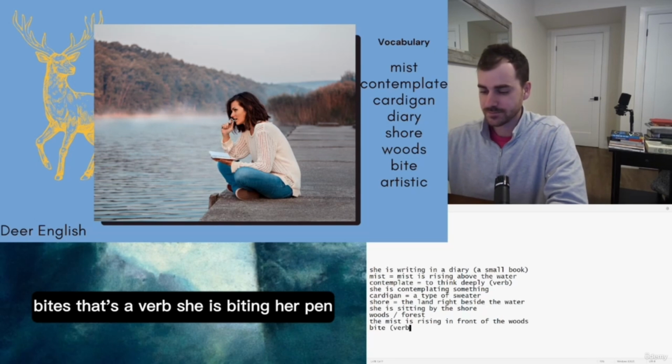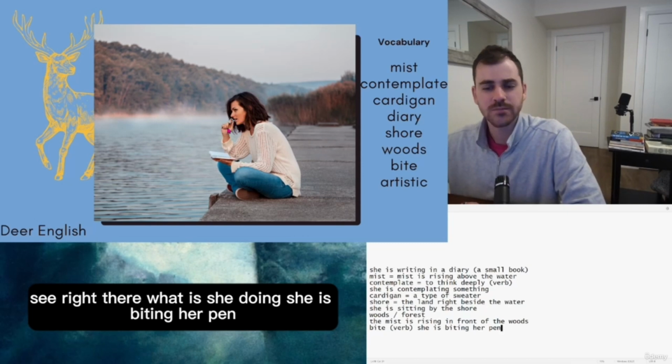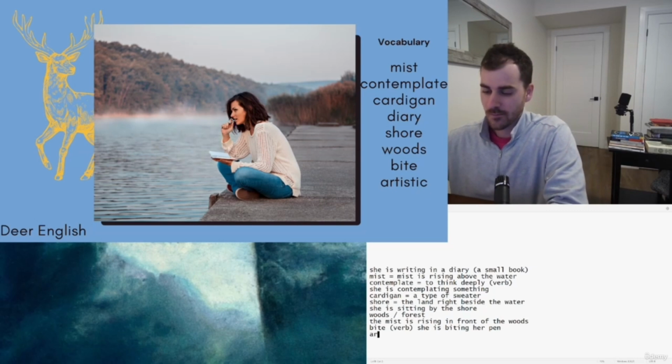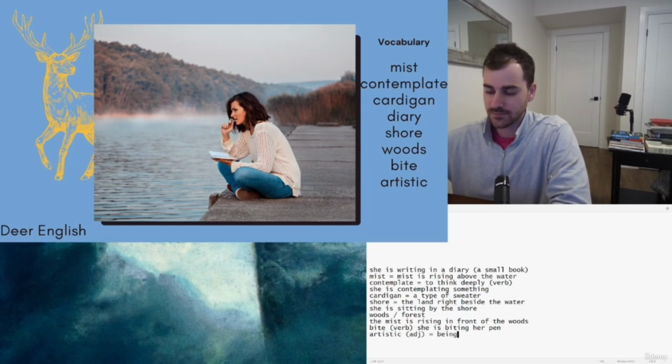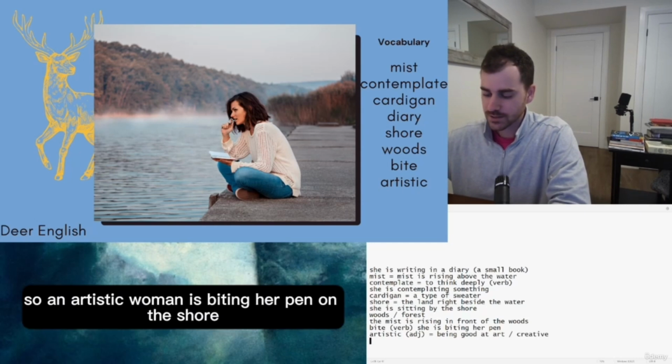Bite, that's a verb. She is biting her pen. See right there? What is she doing? She is biting her pen. Artistic is an adjective. It means being good at art or being creative. So an artistic woman is biting her pen on the shore.